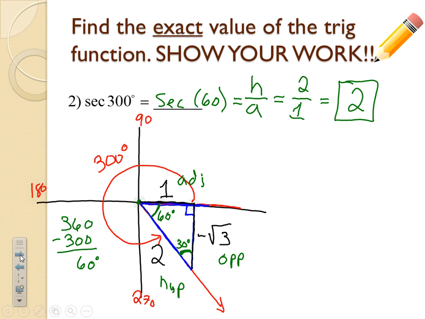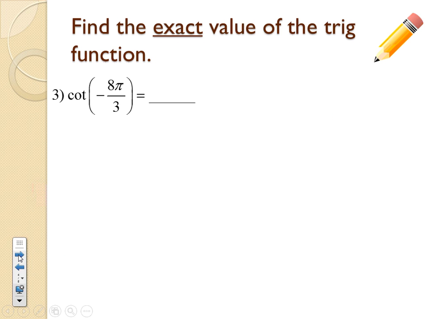Off to example number 3, ladies and gentlemen. Here it is. We have the cotangent of negative 8 pi over 3. If you look on your unit circle chart, you're going to find that negative 8 pi over 3 is not on there. So we have to go through and convert this. So I have x over 360 equals negative 8 pi all over 3. Oh, excuse me, all over 2 pi.